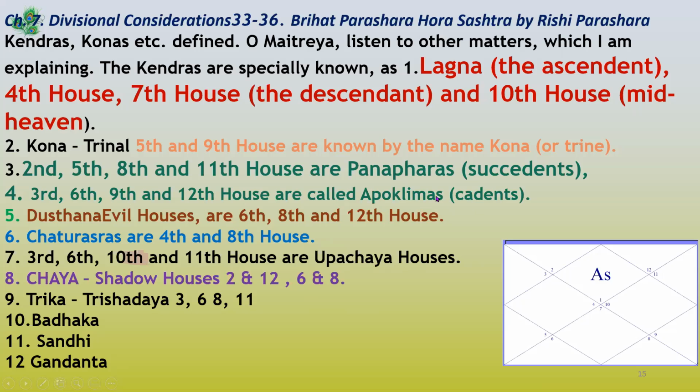But the thing about Apoklima is they take some time to manifest. They don't manifest immediately compared to the Kendras. The Kendras are instant manifestation. Konas are absolutely beautiful. Any combination of these two is a Raj Yoga. Raj Yoga is like a kingly yoga. It will give you loads of abundance in every way.